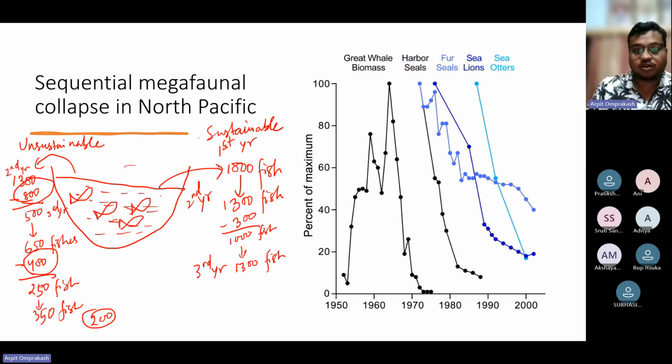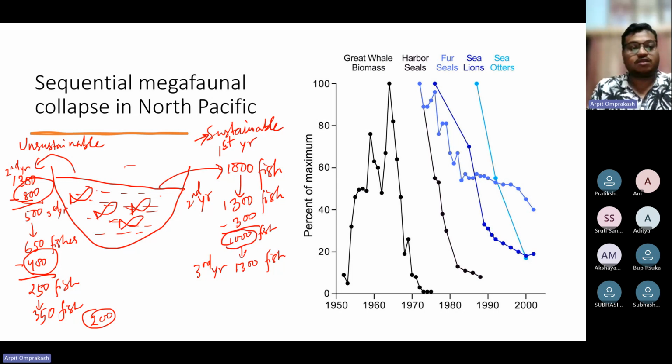This is sustainable because you are leaving out enough individuals every year so that they can reproduce to produce more fishes. This is unsustainable because you are taking out more individuals from the pond than is needed to re-establish the population or let the population keep moving at the same rate.